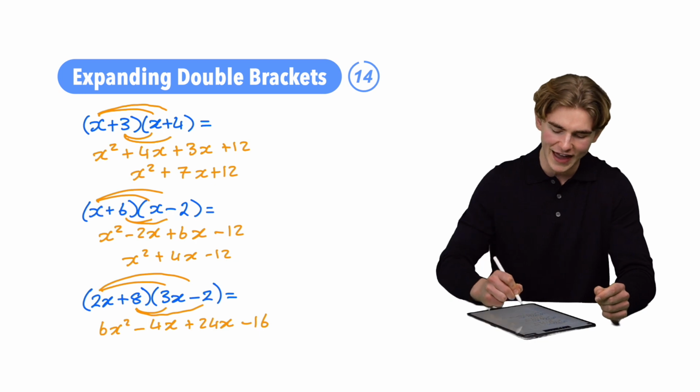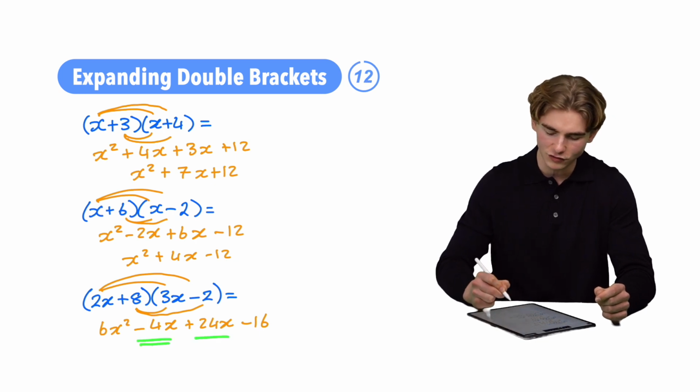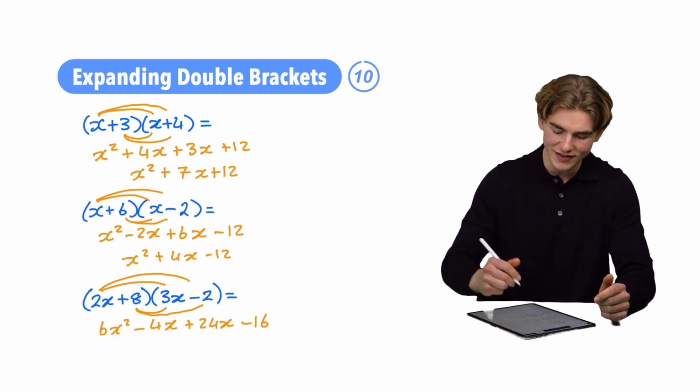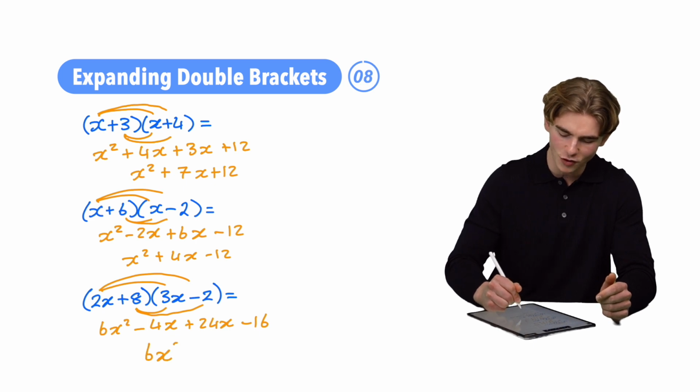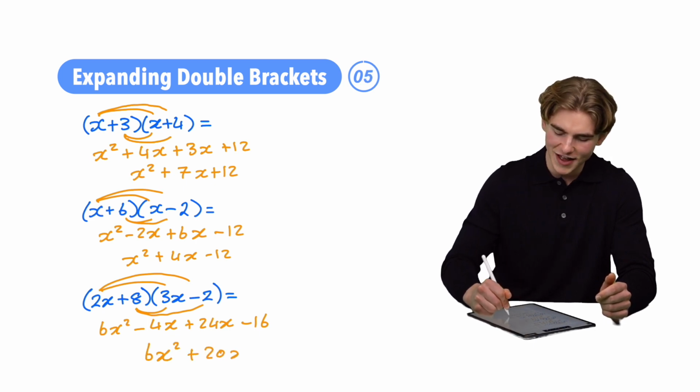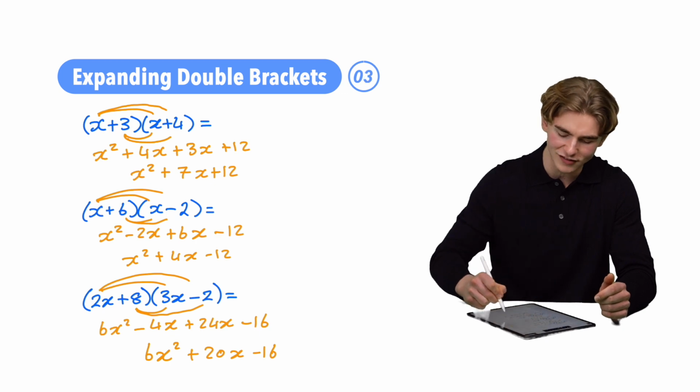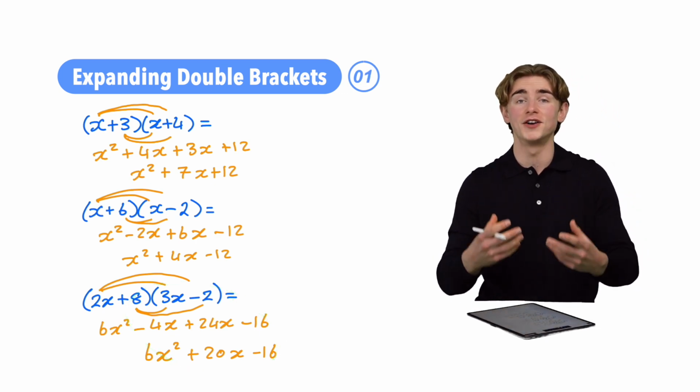And finally, collecting our like terms, minus 4x plus 24x, that's going to give us positive 20x. So we're going to have 6x squared plus 20x minus 16, guys, as our expanded answer to our final question.